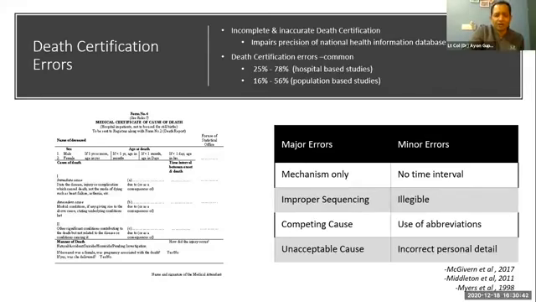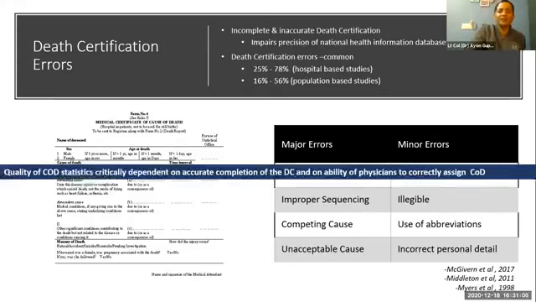And many authors have gone into it, and they have classified it into major and minor errors. Major errors are mechanism of death only is listed, improperly sequenced, competing causes on one line. I had showed you the example, and an unacceptable cause. So these 4 are major errors, whereas minor errors are time interval not recorded, illegible, use of abbreviations, incorrect personal details. These are all classified under minor errors. So again and again, I want to reiterate that the quality of COD statistics is critically dependent on accurate completion of the death certificate, and more importantly, on the ability of the physicians to correctly identify the underlying cause of death.